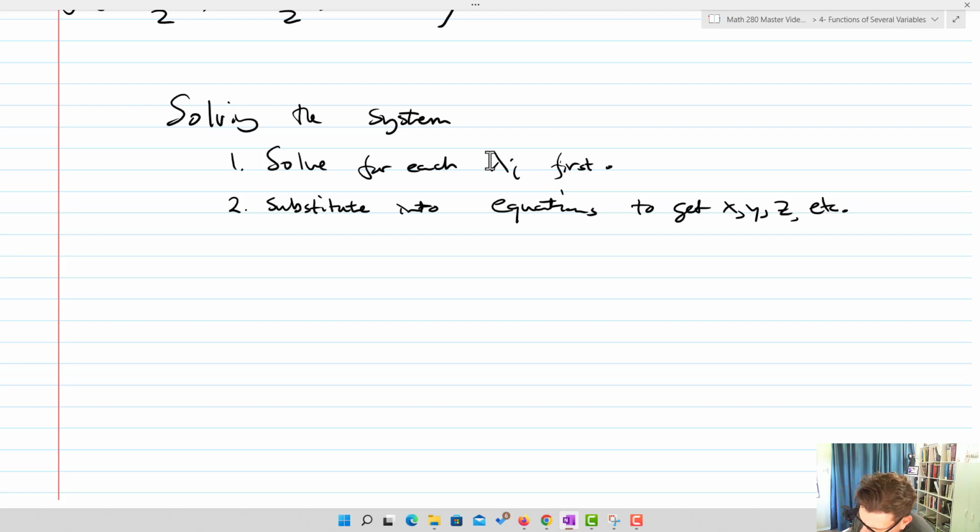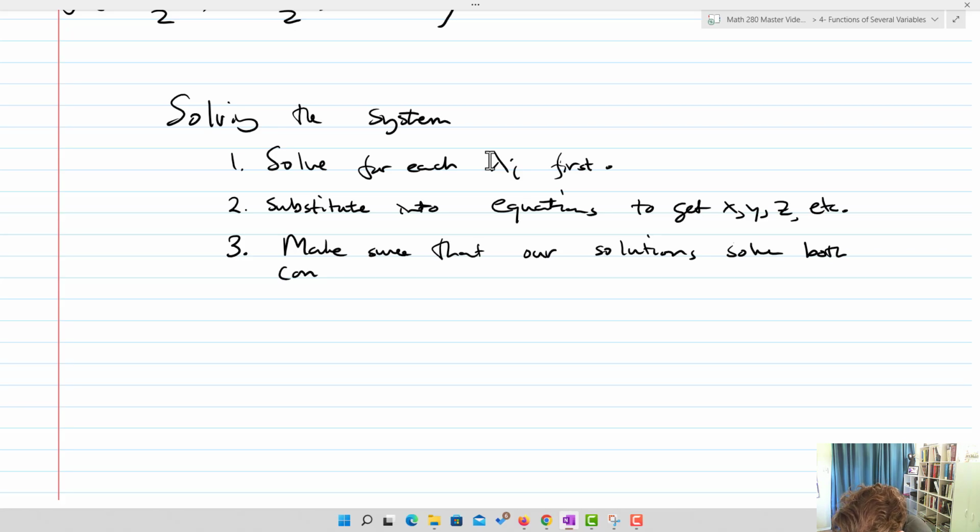Right? Then what we have to do is make sure that our solutions solve both constraints. So you do have to check that. Make sure that the solutions solve both constraints. If they don't, then you can't use that as a solution. It doesn't work. All right, so that's actually a really important thing.